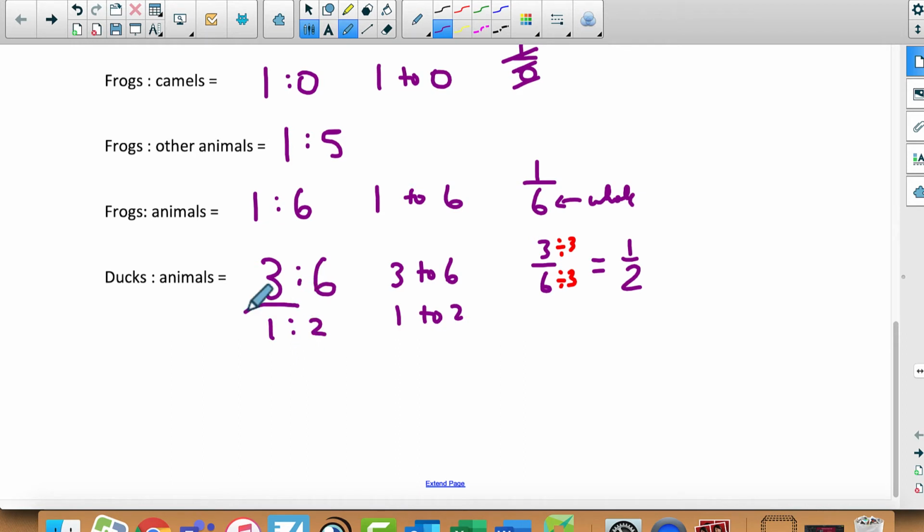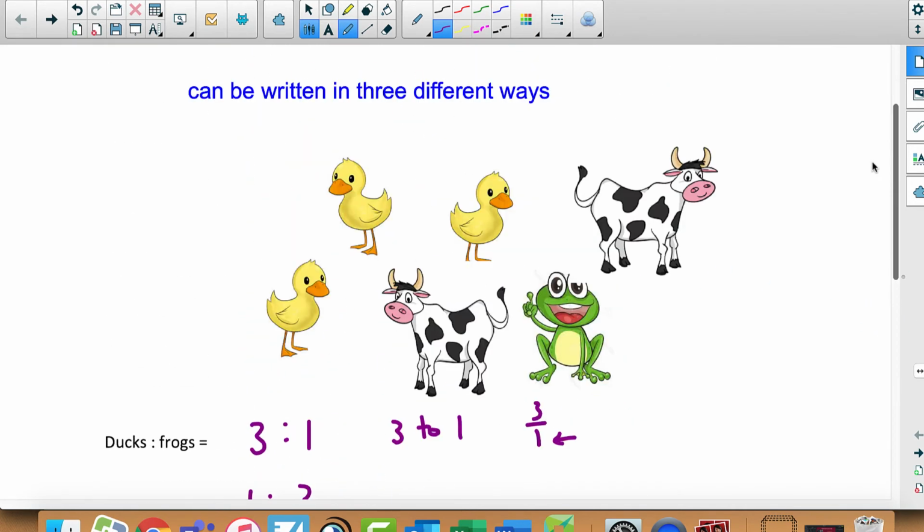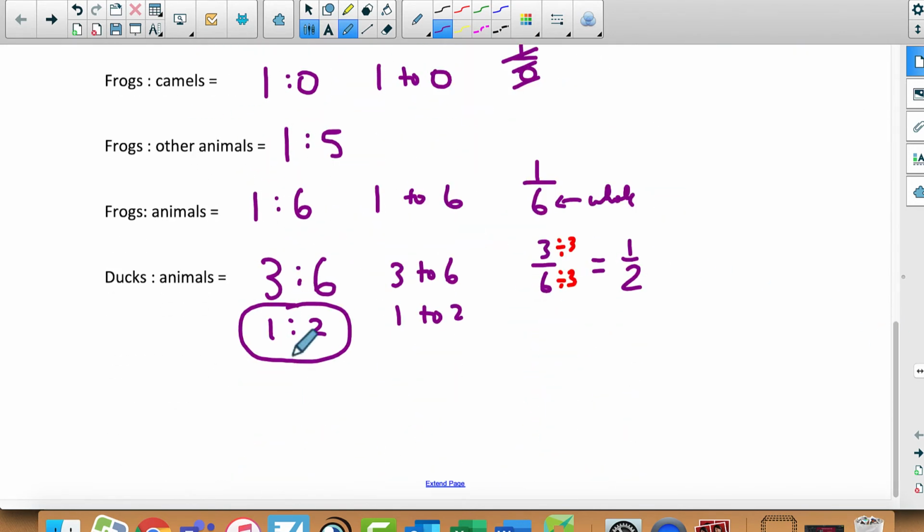Now what's that mean? Let's just look at this ratio for a second. Does that mean there's 1 duck and 2 animals total? Well, not at all. If you look up there, there's 3 ducks. So what does this mean? That means for every 1 duck, there's 2 animals total. Okay, it's a ratio. It doesn't mean there actually is only 1 duck. It means for every duck, there's 2 animals in the picture. Okay, let's continue on with putting them in lowest terms.